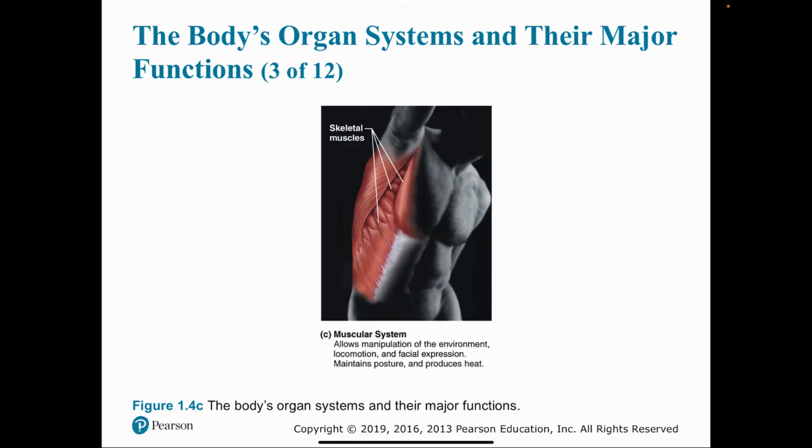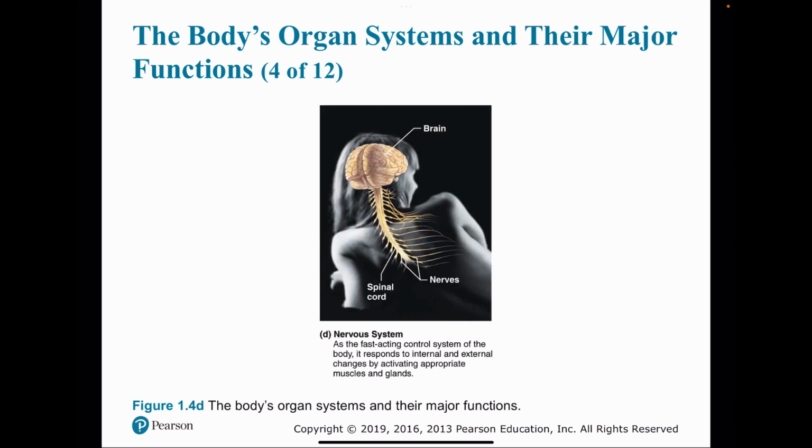The muscular system consisting of the skeletal muscles, smooth muscles, cardiovascular muscles. All of these are different types of muscle tissues that we'll see, but they allow for manipulation of the environment, locomotion, which is just movement, facial expression, maintaining posture, heat production. All of these are going to be different functions of the muscular system.